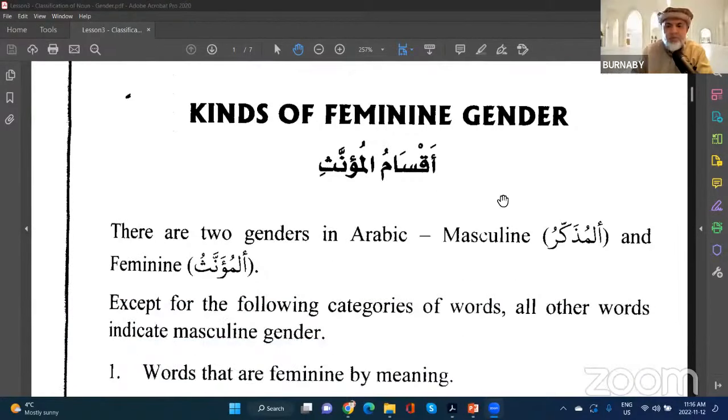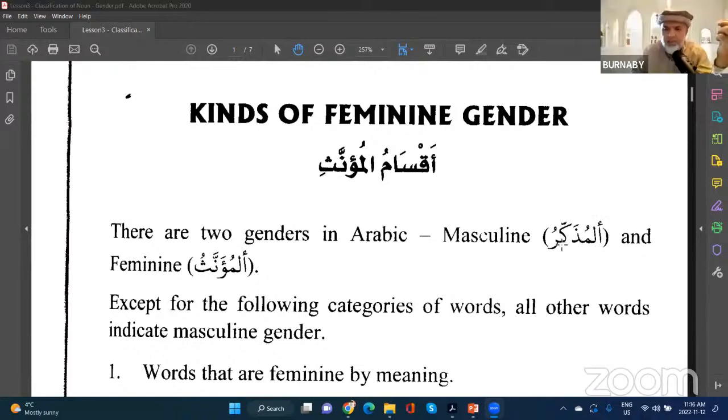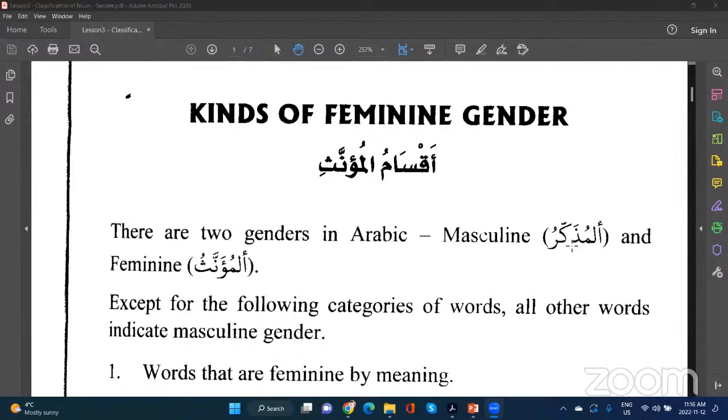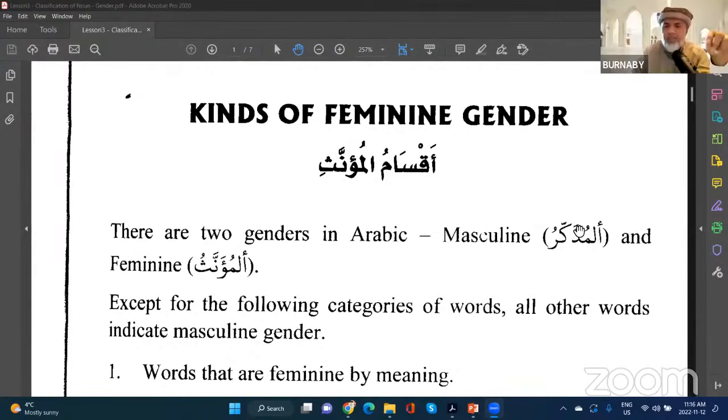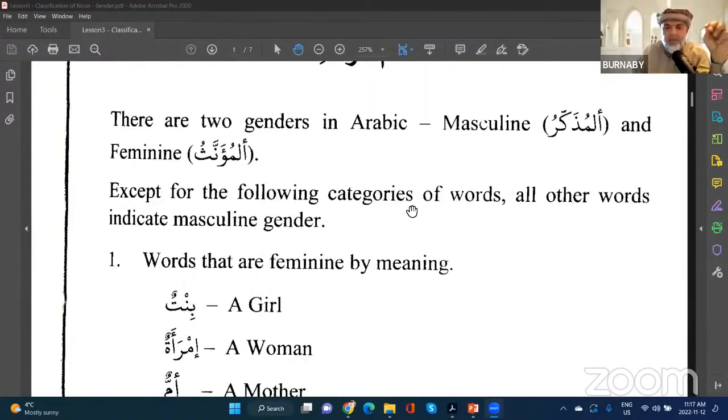Now I'm just going to share more information about that so that it will start to make more sense. In the Arabic language, there are 2 genders: masculine, al-mudhakkaru, and feminine, al-mu'annathu. With the current knowledge we have, al-mudhakkaru is in what status? Is it a noun? Yes. What is the status of this noun? The status is rafa, and it's a proper noun, marifa. Al-mu'annathu, is it also marifa and rafa? Yes. So except for the following categories of words, all other words indicate masculine gender.